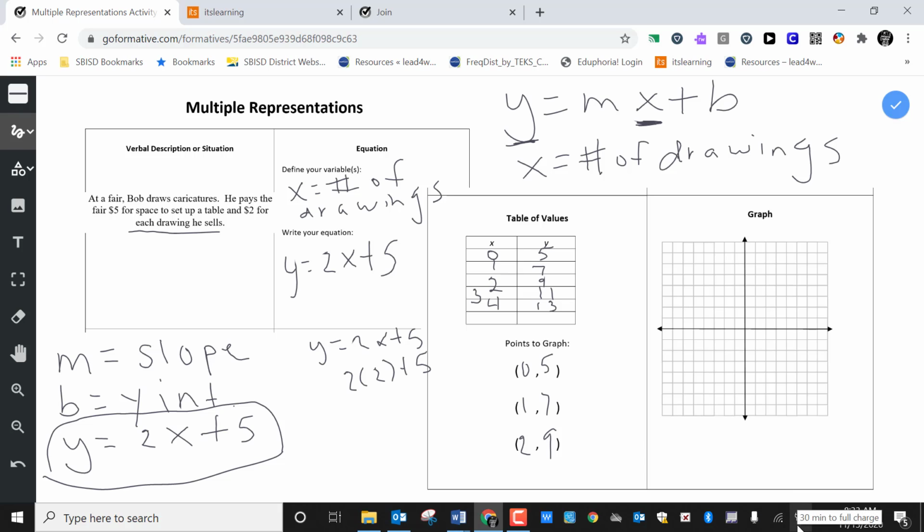So 1, 2, 3, 4, 5. This is (0, 5). Then (1, 7): 1, and this would be 7. And (2, 9), I'm not going to be able to fit that. So this would be my graph.